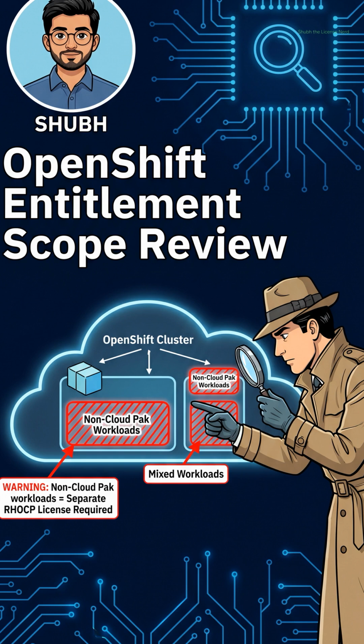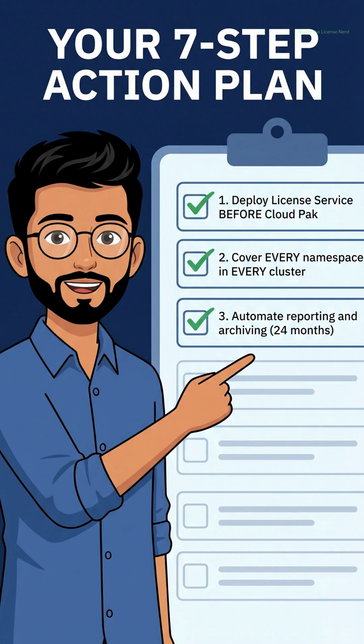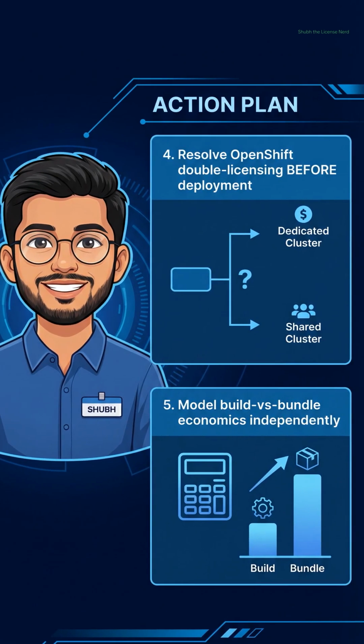So what is your action plan? Step 1. Deploy IBM License Service before any Cloud Pak workload goes live. Not after. Not during. Before. Step 2. Ensure License Service covers every single namespace in every cluster where IBM software runs, including auxiliary and pre-production namespaces. Step 3. Set up automated reporting and archiving for License Service data. Keep 24 months minimum. Step 4. Resolve the OpenShift double licensing question before deployment. Decide on dedicated clusters or unrestricted entitlements.